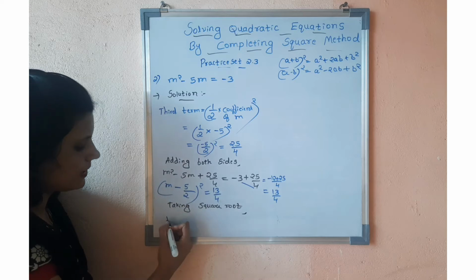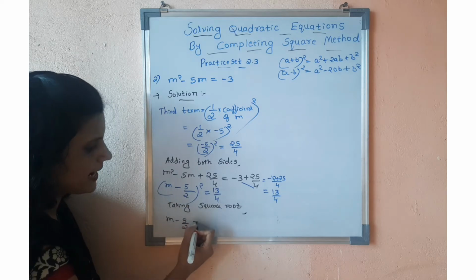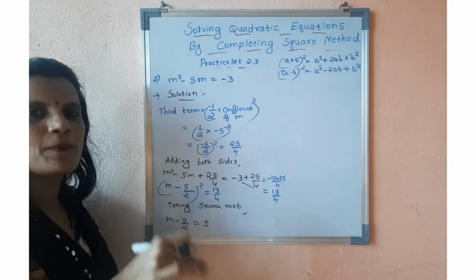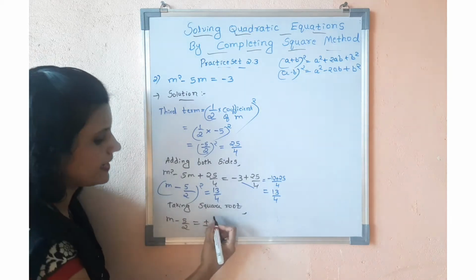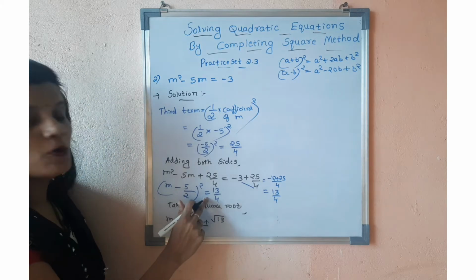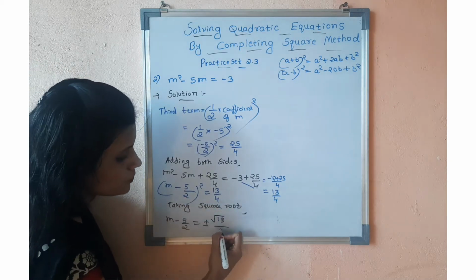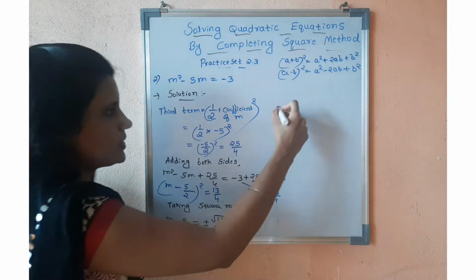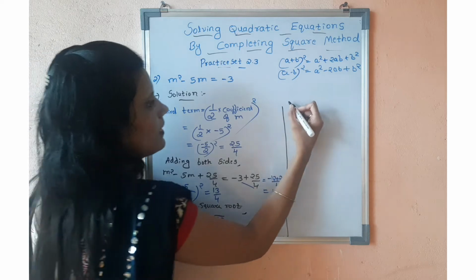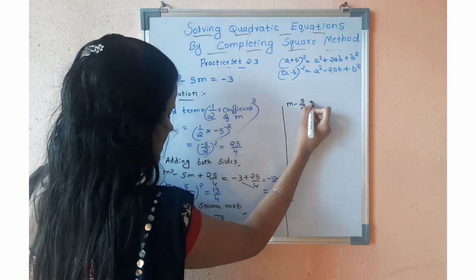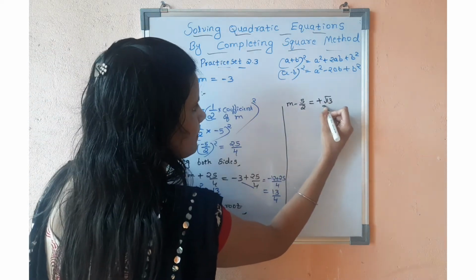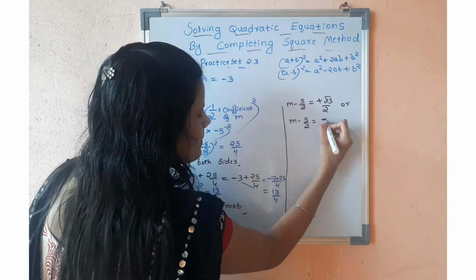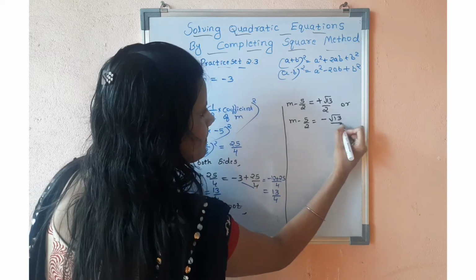Here if I take the square root, I will get m minus 5 upon 2, and here don't forget to put the symbol plus or minus. Now 13 cannot be a perfect square, so I will write square root of 13, and 4 is the square of 2, so if I take out the square root of 4, I will get 2. Simple. And our next step is m minus 5 upon 2 is equal to plus root 13 by 2, or m minus 5 upon 2 is equal to minus root 13 divided by 2.